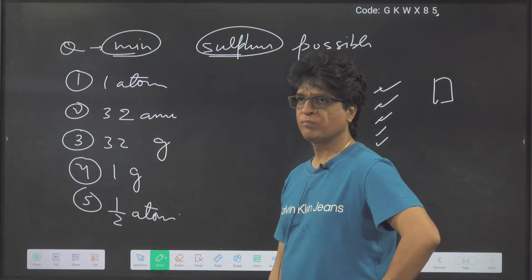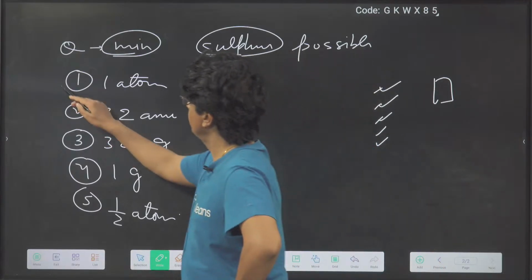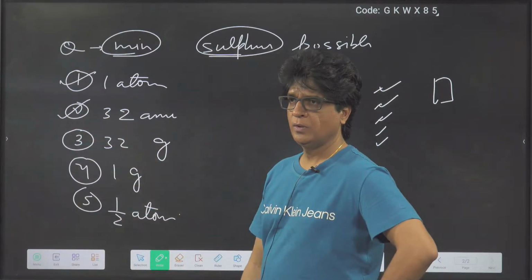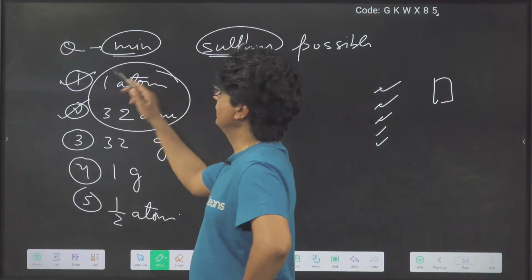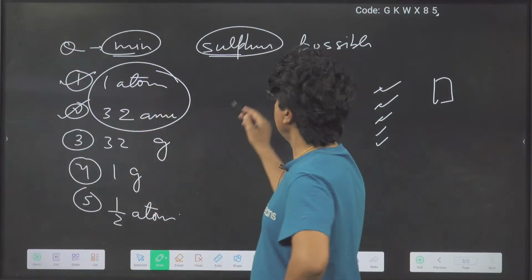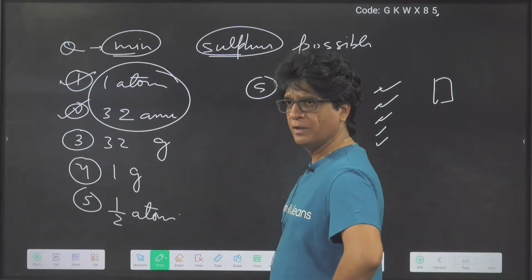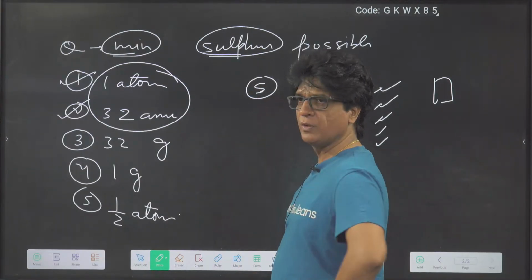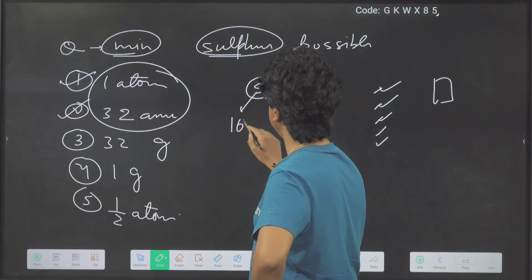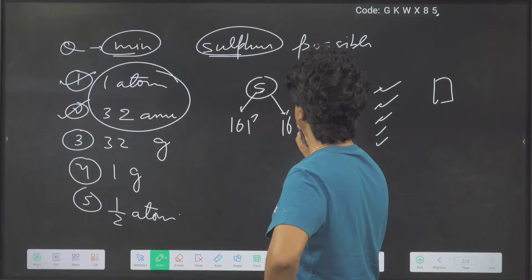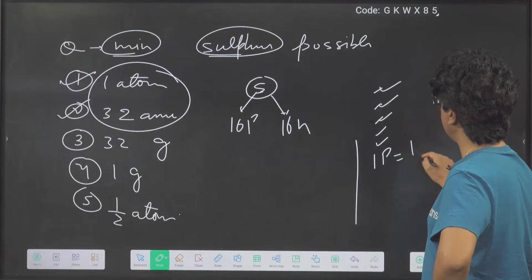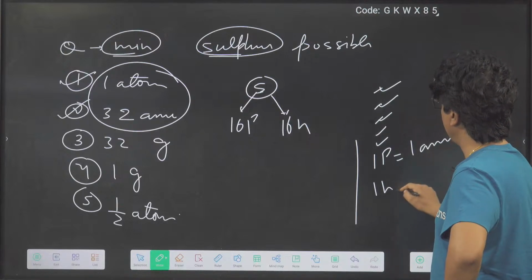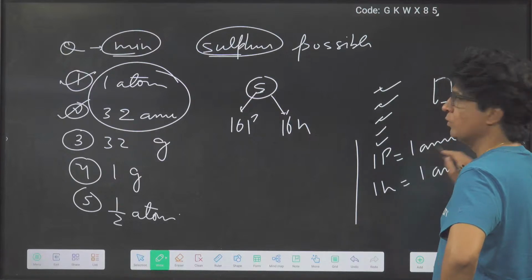Okay, good. The correct answer is 1 and 2 both. They are the same thing. If I take 1 atom of sulfur, it contains 16 protons and 16 neutrons. And we learned yesterday that the weight of one proton is 1 AMU and the weight of one neutron is also 1 AMU. Will you agree with me?